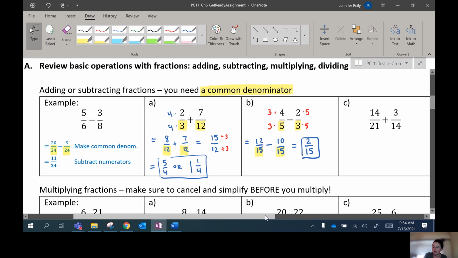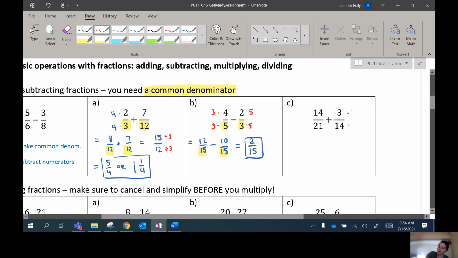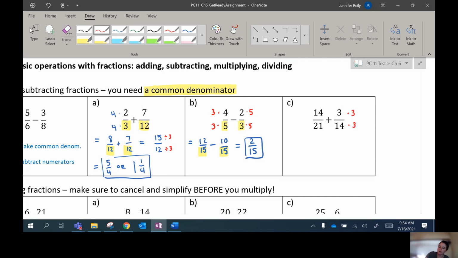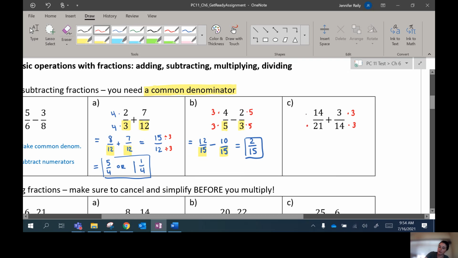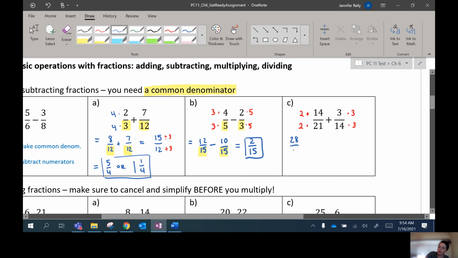And finally here, the lowest common multiple of 21 and 14, they're both divisible by 7. So the lowest common multiple here is going to be actually 42. If I multiply 14 by 3, I'll get 42. And if I multiply 21 by 2, I'll get 42. So that will be 28 over 42 plus 9 over 42. Adding those numerators together, we get 37 over 42. Okay, there we go.